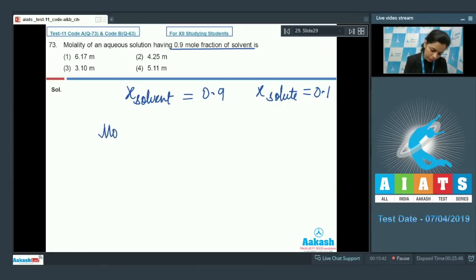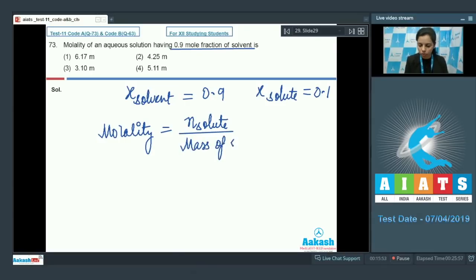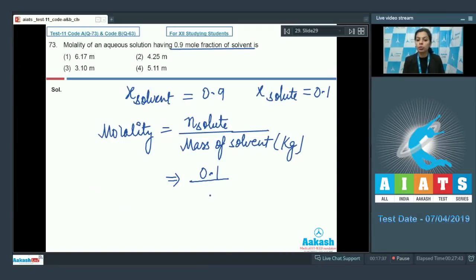Now what is molality? That is moles of solute divided by mass of solvent, and it should be in kg. Now what would be the number of moles of solute? The number of moles of the solute is 0.1, as we have assumed. Further, divided by the mass of the solvent. What would be the mass of solvent? Moles of solvent, we are assuming 0.9 from its mole fraction, multiplied by its molar mass. What is that? 18, water it is. That's why 18 gram per mole is the molar mass.